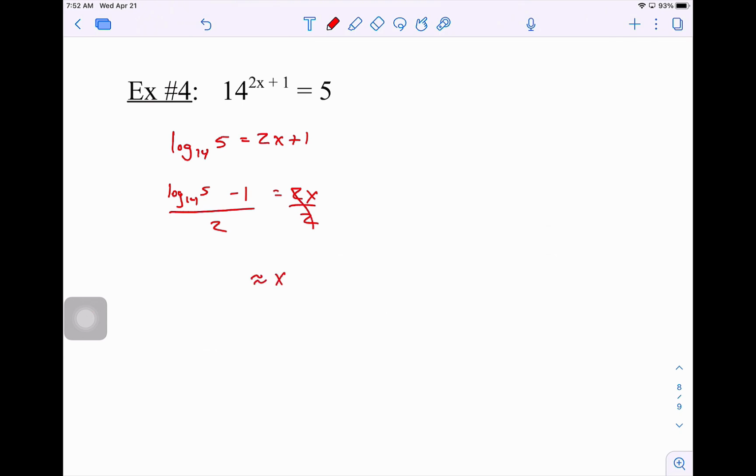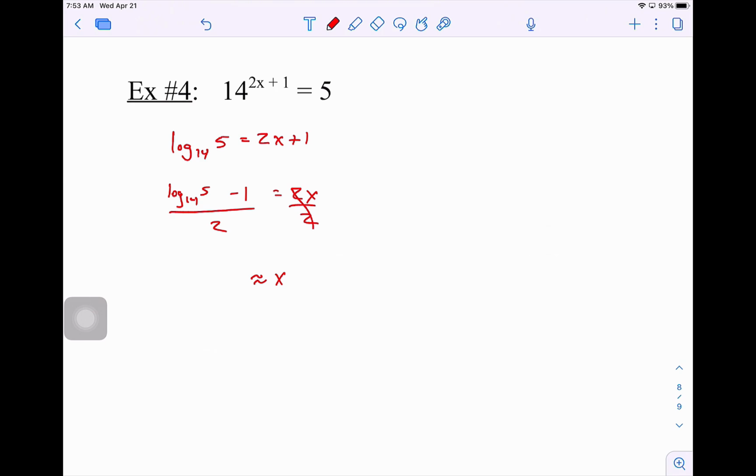And in that case, now you can go through and type that into your calculator. The reason I solved it without rounding right away is that if you're going to round, I'd rather have you round at the very end, just round once, rather than round in the middle of the problem and then have to work with that rounded answer. So log base 14 of 5, subtract 1, then divide by 2.